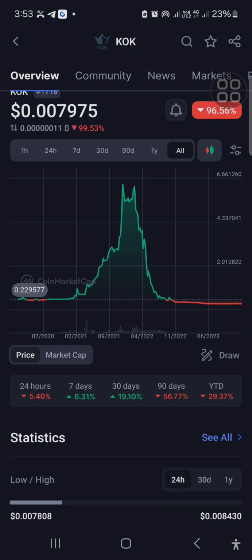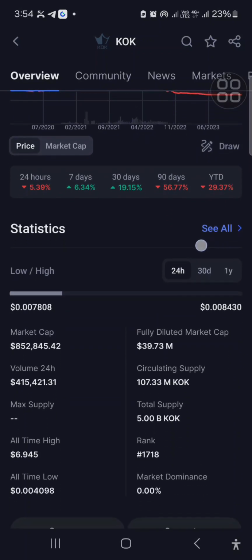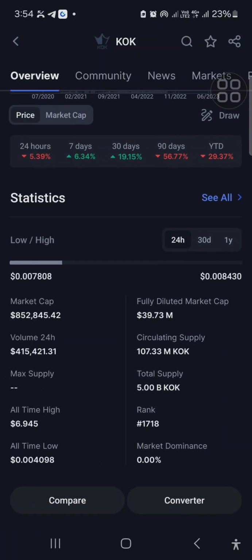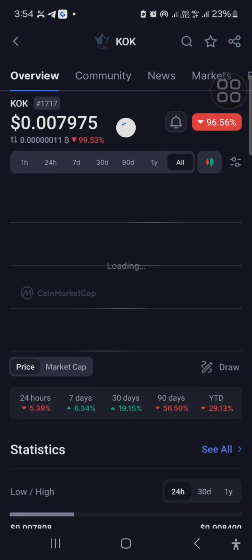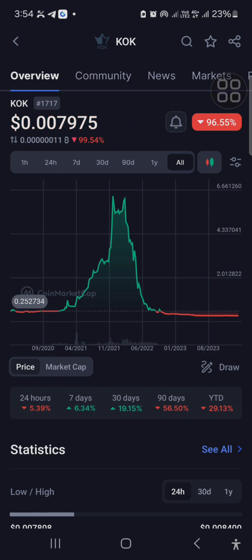It will also help you see where you can position yourself, right? It will help you to see how cheap that coin can get compared to its high price. Look at this particular coin, you can see that its all-time high here is $6.945, and right now this coin is at $0.007975. It means that anybody who is buying this coin at this particular time is buying it at a very, very discounted price.